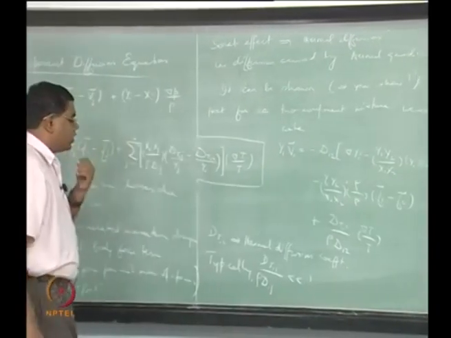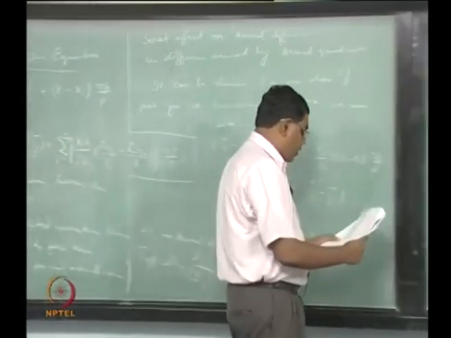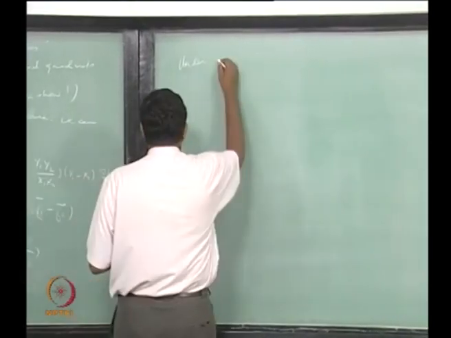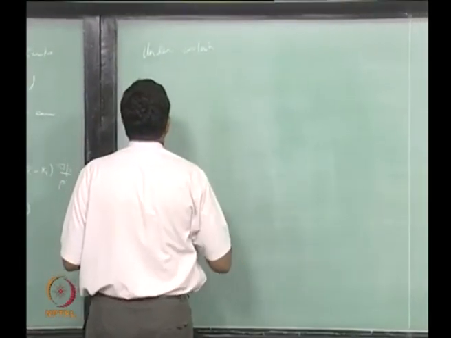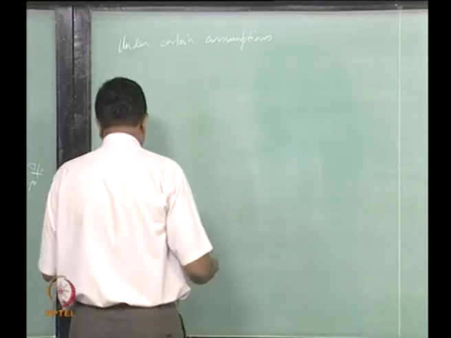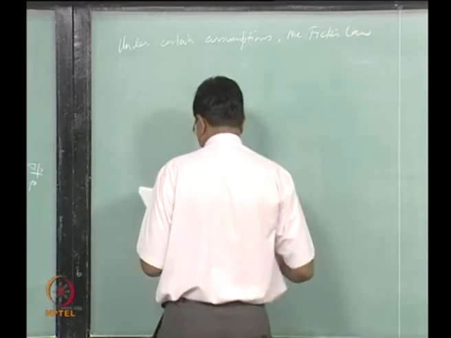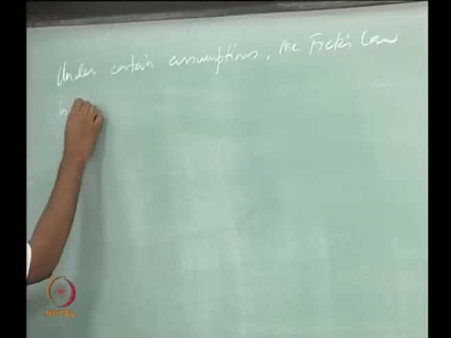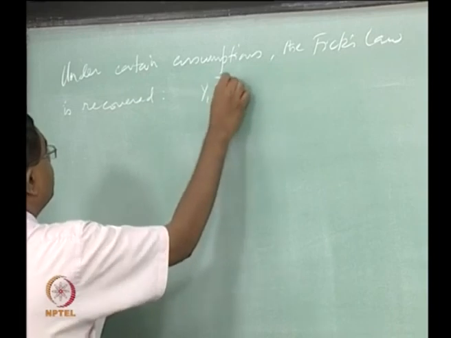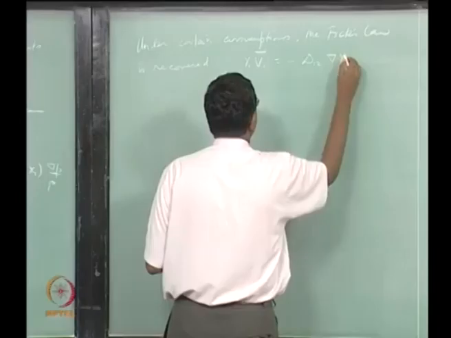Now we have to look for what are the conditions under which you can make simplifications and retrieve Fick's law out of here. So under certain assumptions, and that's what we have to see now, the Fick's law is recovered. That is to say, we can say y1 v1 vector is equal to minus D12 gradient y1.